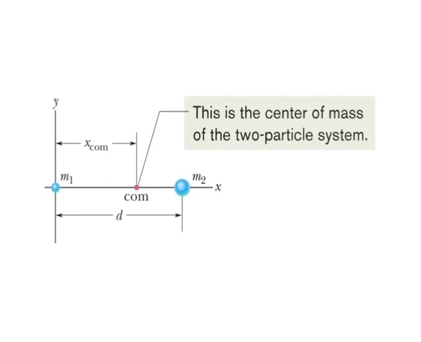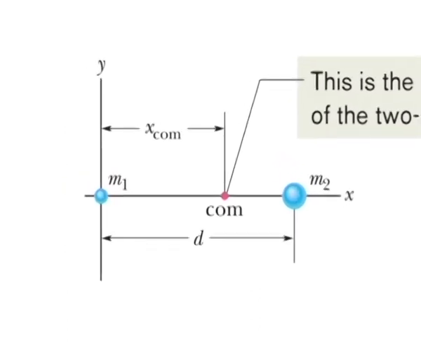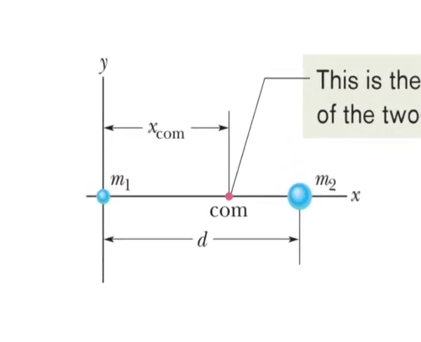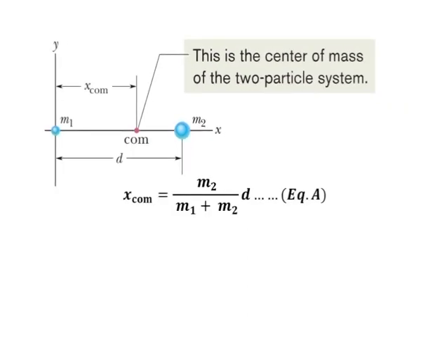System of particles. The figure shows two particles of mass m1 and m2 separated by distance d. We have arbitrarily chosen the origin of an x-axis to coincide with the particle of mass m1. We define the position of the center of mass of this two particle system to be x center of mass is equal to m2 upon m1 plus m2 into d.